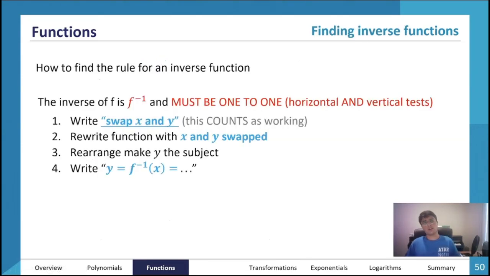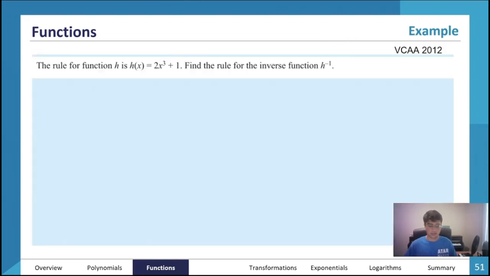Now, in terms of how you find an inverse function, first off, you want to make sure that the function is 1-to-1. So it passes both the horizontal and vertical line tests. But remember, the vertical line test is to test if a relation is a function, and the horizontal line test is to additionally determine if a function is a 1-to-1 function. Then, to invert, you write swap x and y. Now this counts as working. VCAA is very picky about this, so please make sure you write swap x and y in the exam. Then you rewrite the function with x and y swapped, you rearrange to make y the subject, and then you write the rule of the inverse. So let's do it with an example.